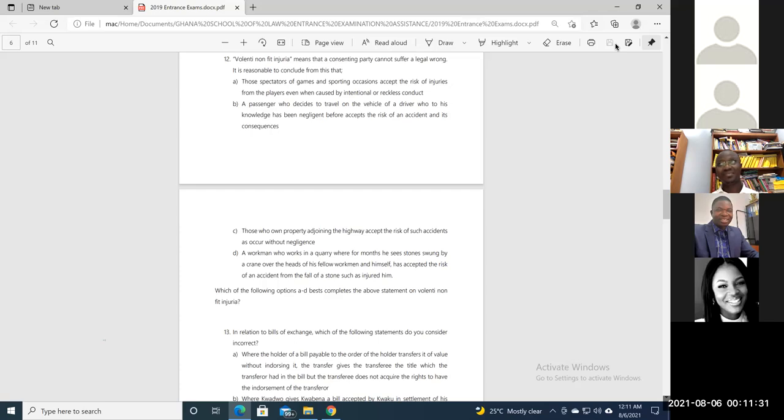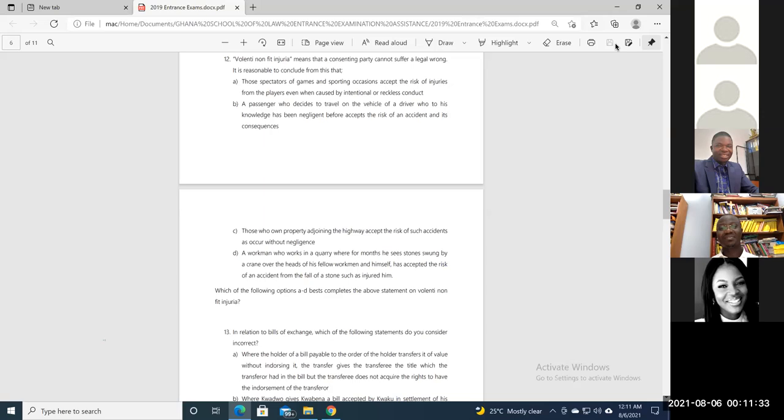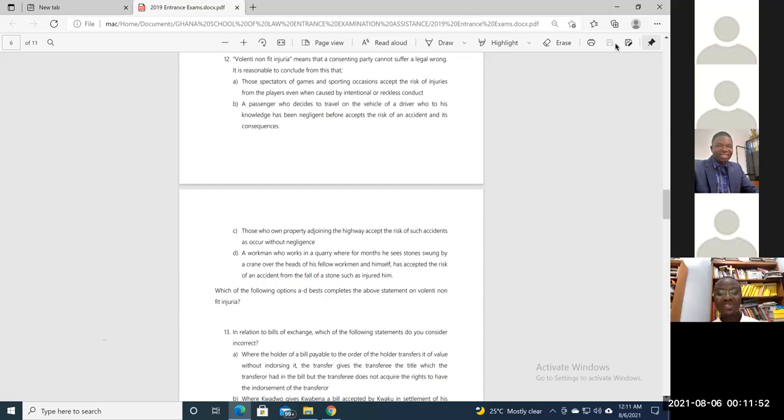But then when you look at D, it is saying that for months you have been in a place where stones are being flown about. And then you being there for months, seeing stones dropped, such as one which hits you, isn't that acquiescence enough to say that you have assumed the risk? No, he said that the stones have been swung by a crane. It's not a natural occurrence, though. The crane is working in the quarry, isn't it?